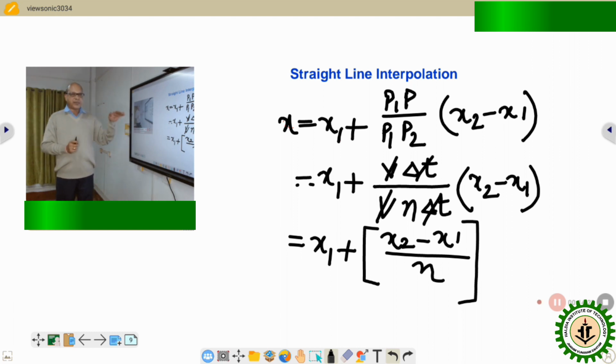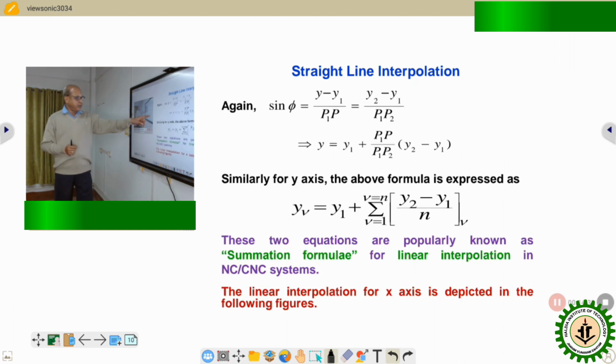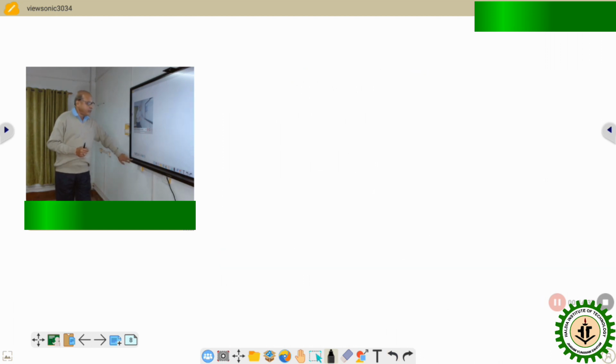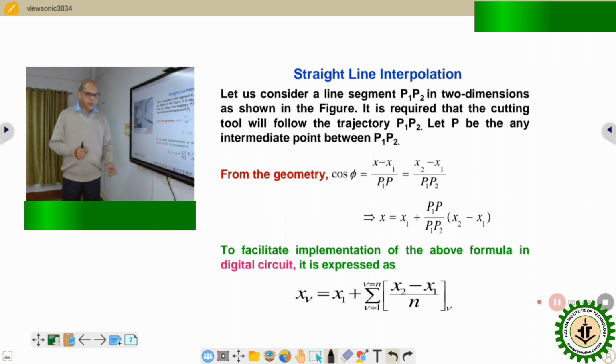So to facilitate its implementation in the digital circuit, it is expressed in this way. x2 minus x1 over n, where nu varies from 1 to n. That means n number of iterations are required. Every time, x2 minus x1 by n, the amount corresponding to one pulse, is added to the previous value to get the new value. So as the series of pulse train is emitted, the tool will keep on moving incrementally every time by the amount (x2 minus x1) by n, and when n number of pulses have been emitted, it will reach the final destination of x2. Okay, so just to facilitate implementation of the above formula in digital circuit, the previous expression is expressed this way.